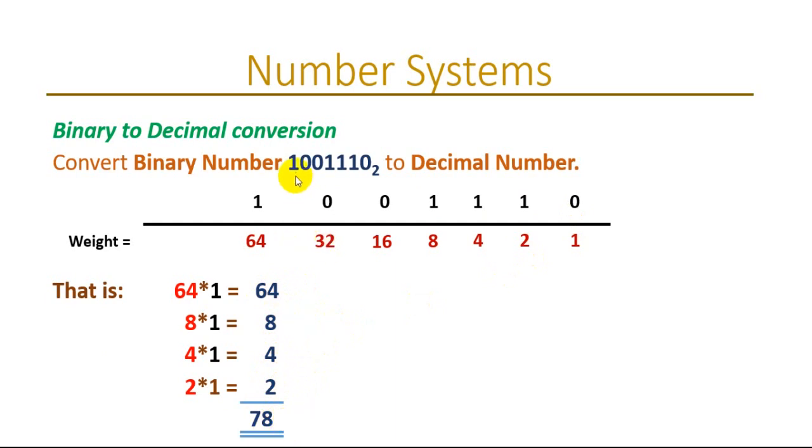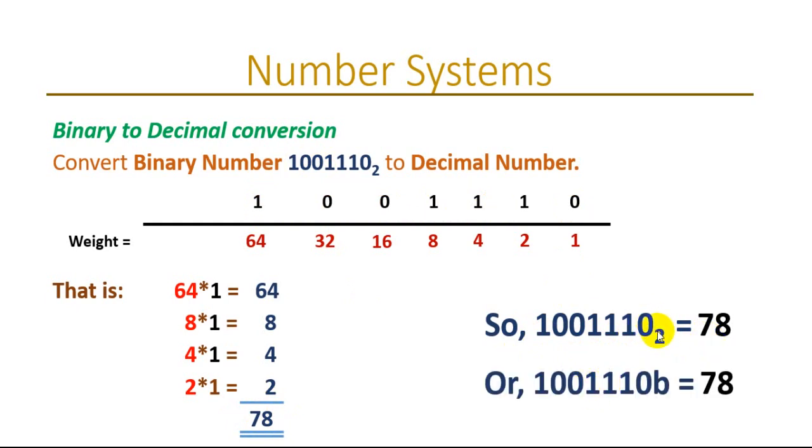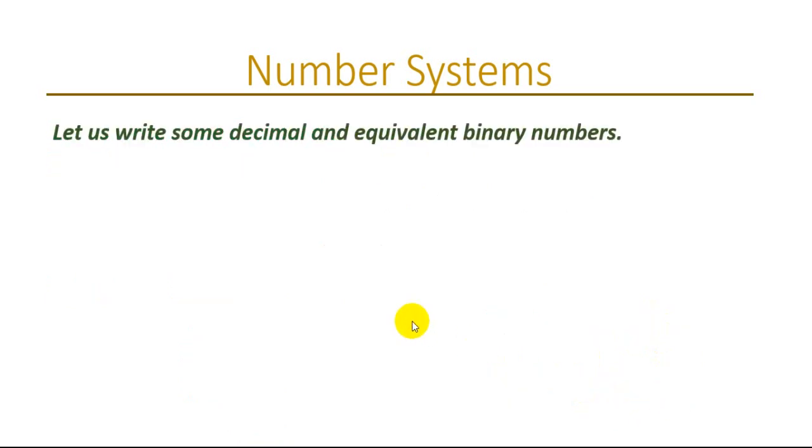So the binary number 1001110 represents 78 decimal number. That's our day-to-day number, that number we are familiar with. 78, if you want to write in binary, this is how you will be writing: 1001110. Okay, so here we are showing the binary number equals 78, right? Or you can write, instead of the 2, with the B. Both are same. Okay, right.